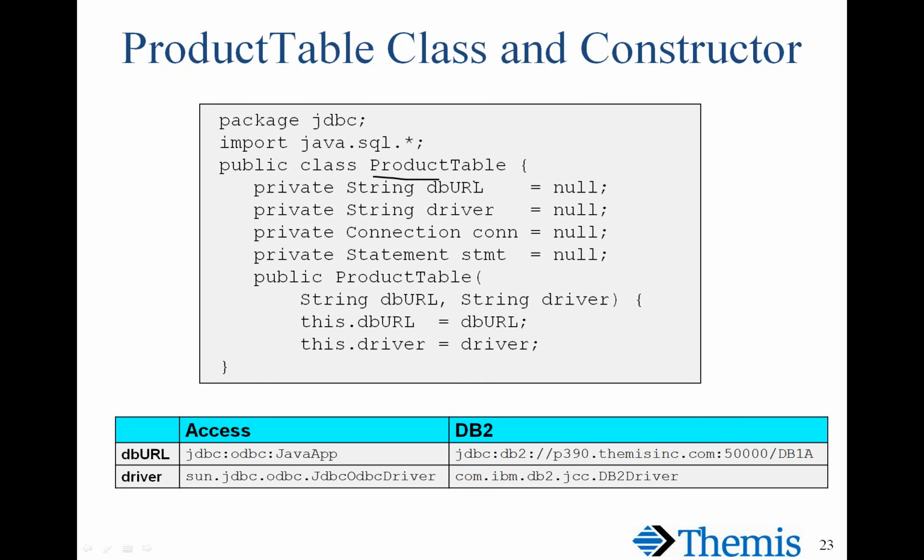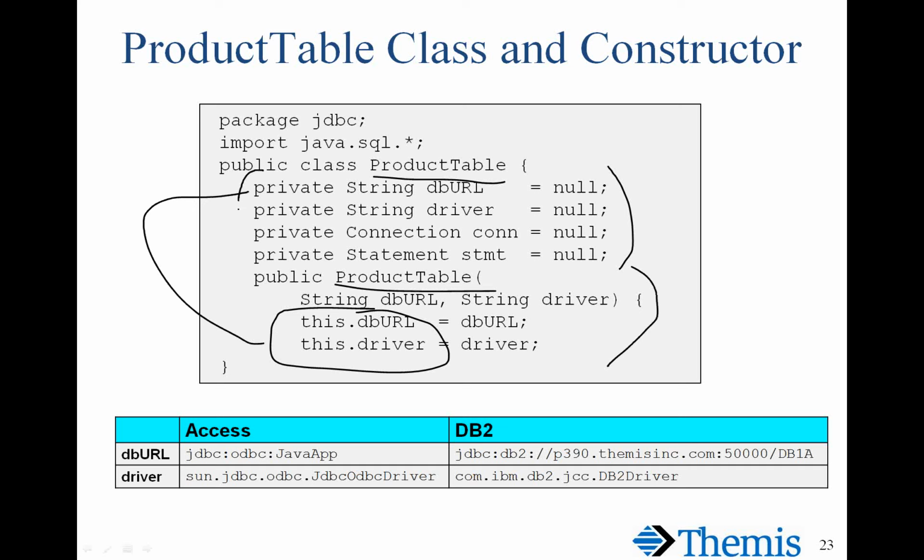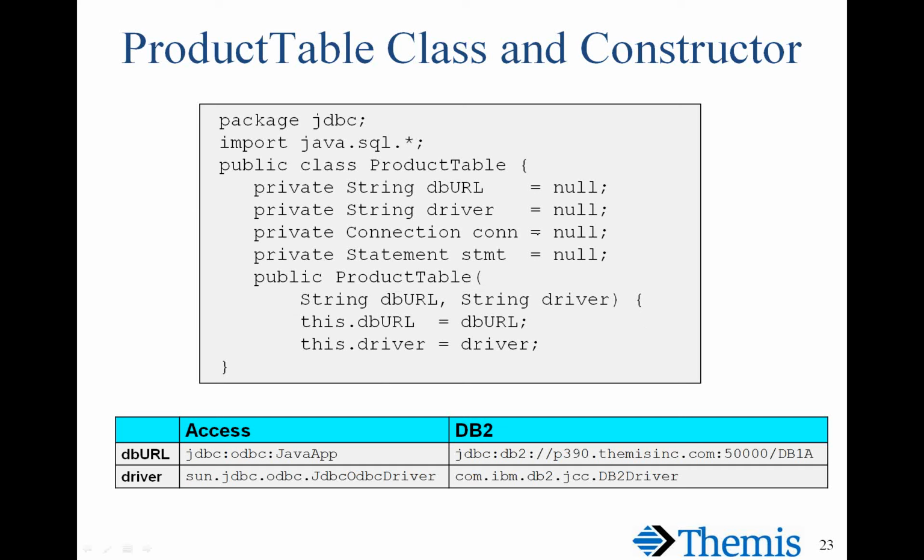Here's the product table definition. It has 4 fields or instance variables, including the database URL and driver that got passed in through the constructor. This is the constructor, and those fields are then stored here in this portion, and then the connection and statement are used to support the actual use of the database to run SQL.